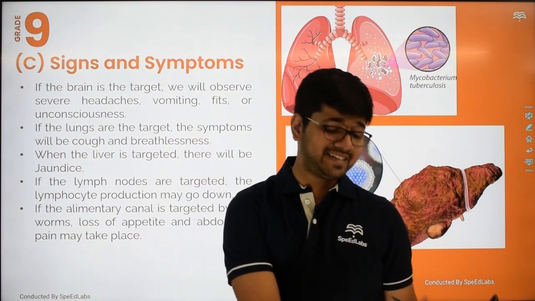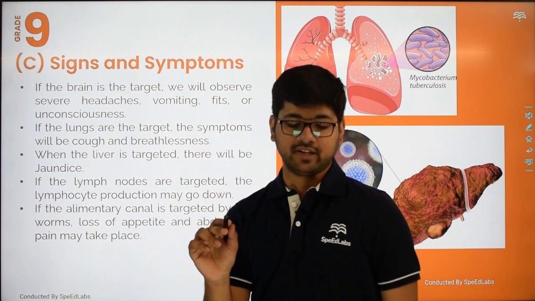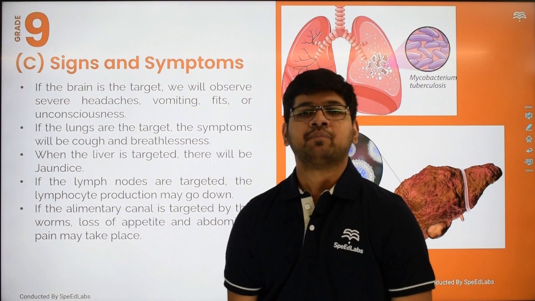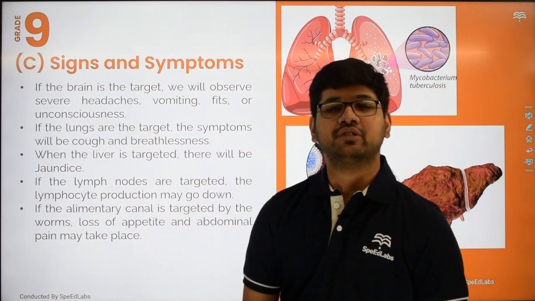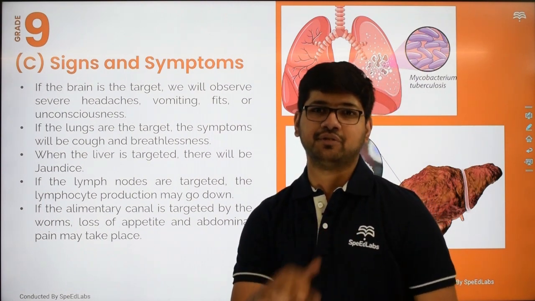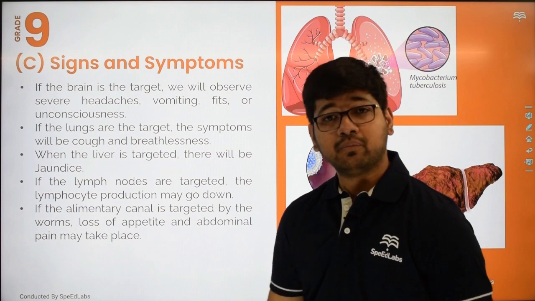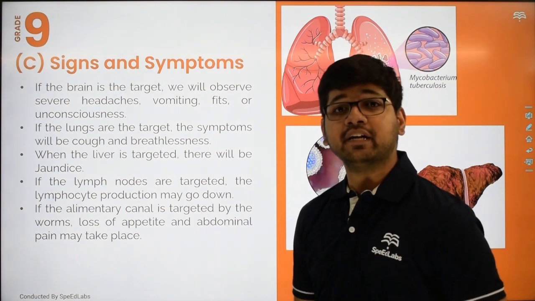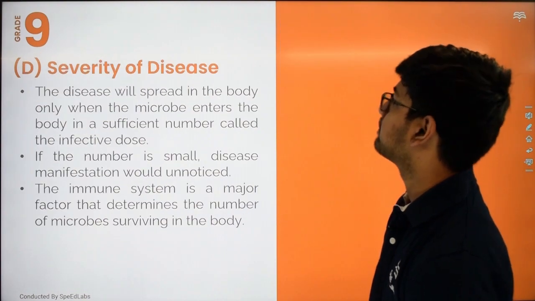That's why in a blood test or complete blood count, you may find a lymphocyte count as well. If a particular individual has a low count of it, it may be indicative of what? Any kind of disease which is causing lymph node recession. If the alimentary canal is targeted by worms, there will be loss of appetite, abdominal pain or internal bleeding as well. Swelling or inflammation can also occur.